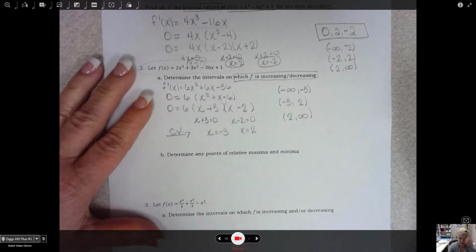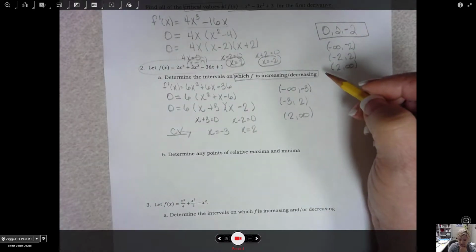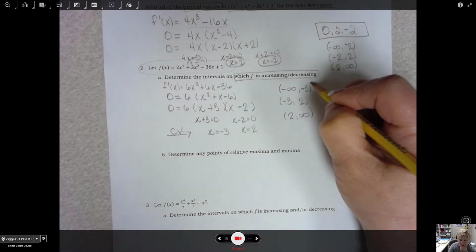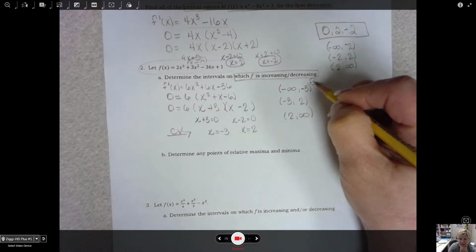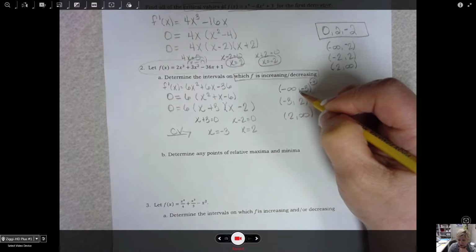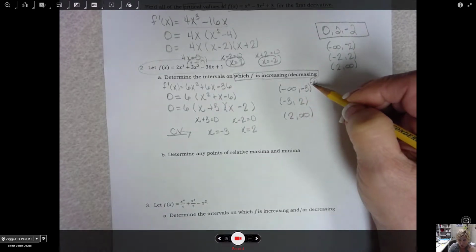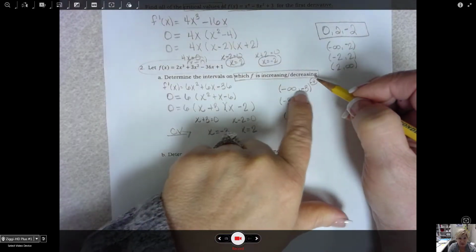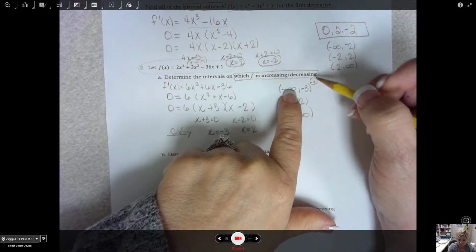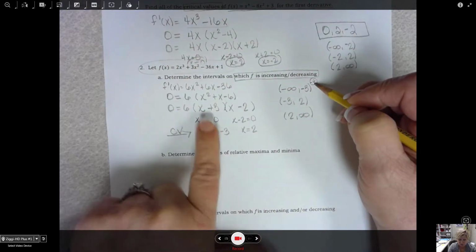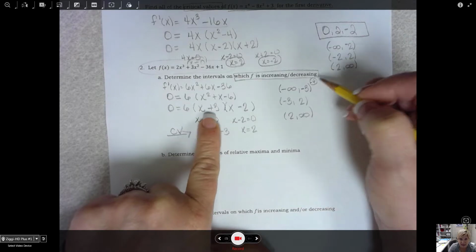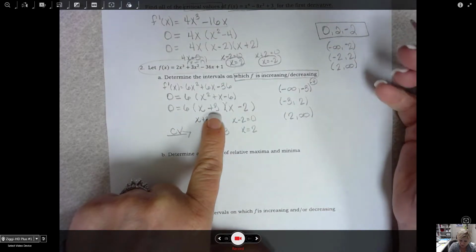First interval test would be negative 4. Negative 4 is in this interval. So whatever's true for negative 4 will be true for everything within this interval. Plug in negative 4 and just see what my sign is. Is it positive or negative?